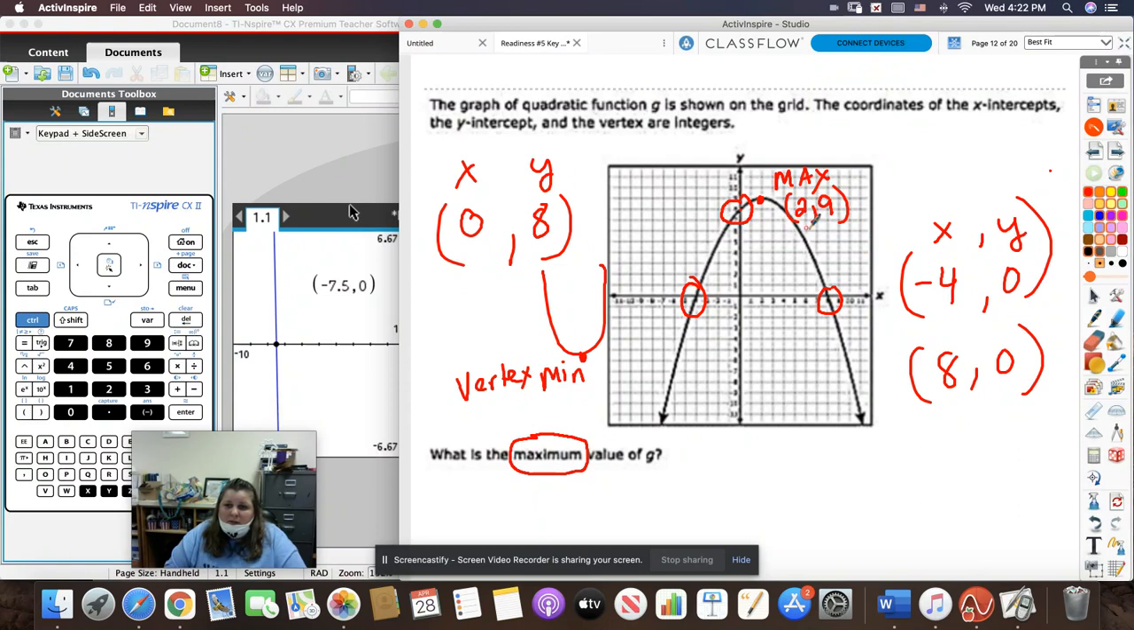So when I'm asking for the maximum value, I'm really asking for this Y value. So the answer to this would be 9. The height, because that's the Y value up and down, the highest point, the maximum, is 9. The vertex is 2 and 9, but the height is the Y value. So anytime it's asking for the maximum or minimum, you're looking at the Y value.